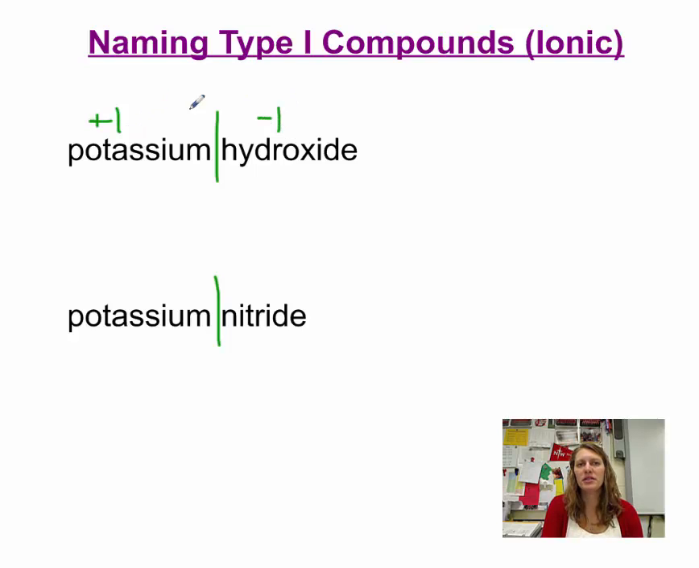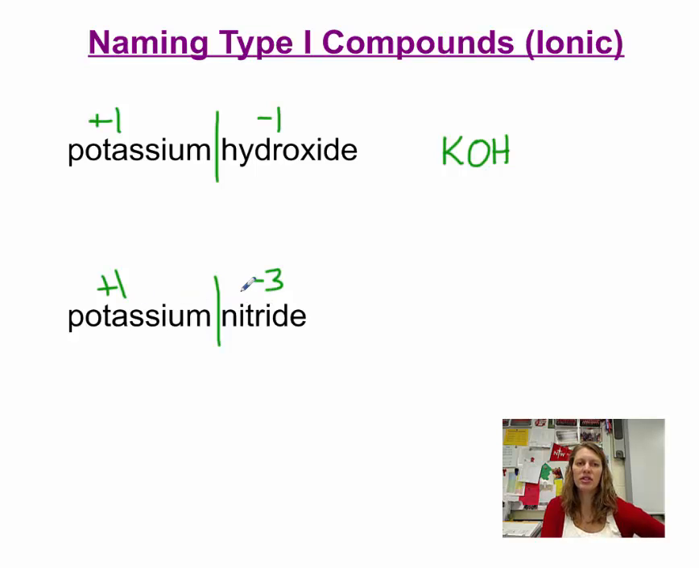So my +1 and -1 equal 0. So I don't need to do anything else with it. So now I can just write out the formula, KOH. And OH, once again, is the hydroxide. If I look down here, I have potassium, once again in group 1, so it has a +1 charge. And then nitride. Now nitride has a -3 charge because it's in group 5.